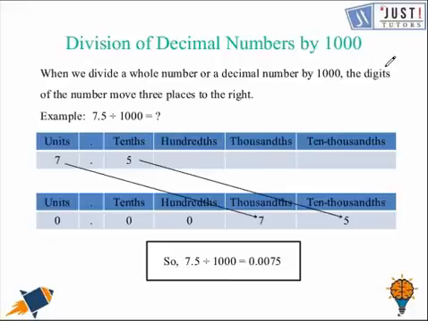Let's try the same with 1000. This time we'll be shifting the digits by three places because we've got 3 zeros in 1000. So the example is 7.5 divided by 1000. We'll put the number in the place value chart and then we'll shift the digits. So the units would come to thousandths and the tenths would come to ten-thousandths. So the answer for this would be 0.0075. Don't forget to fill the blank spaces with the placeholders.